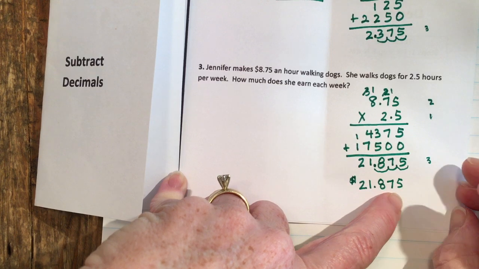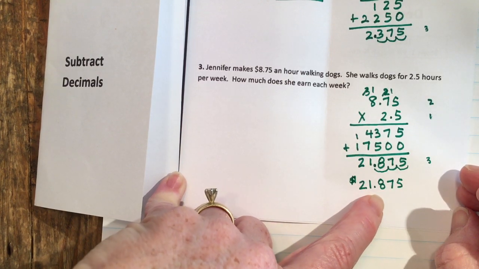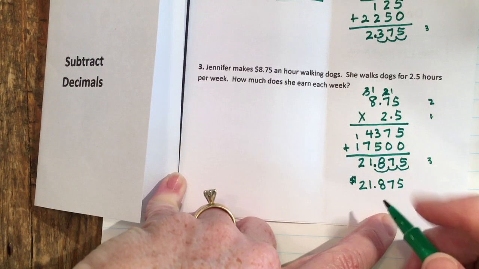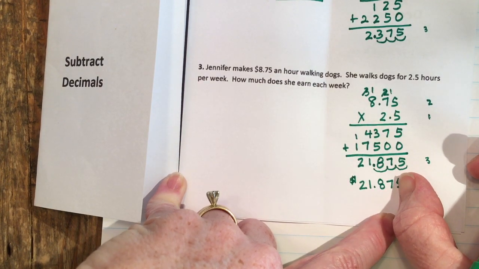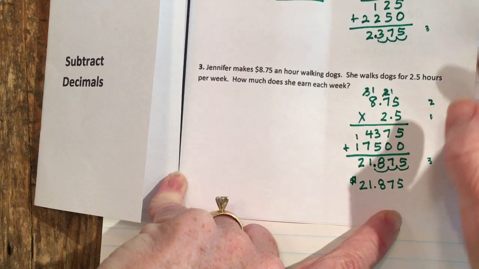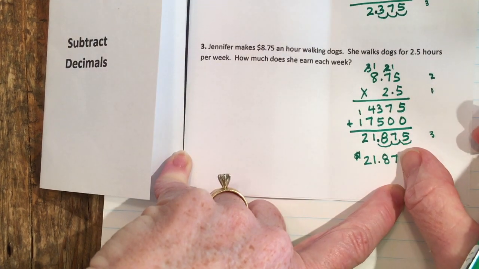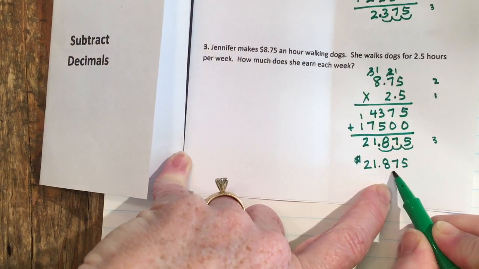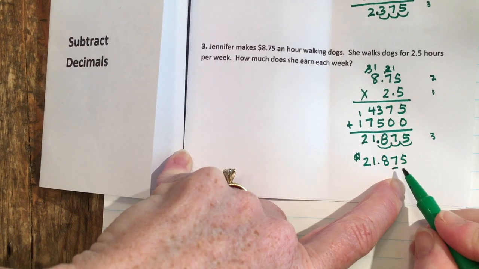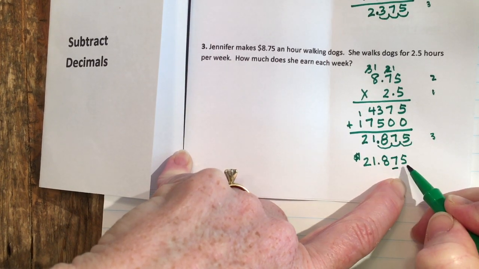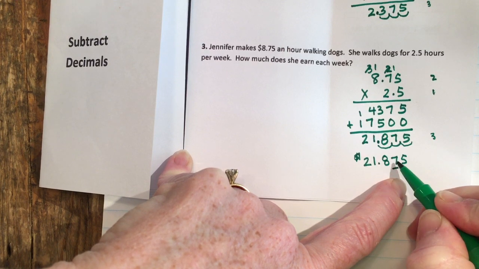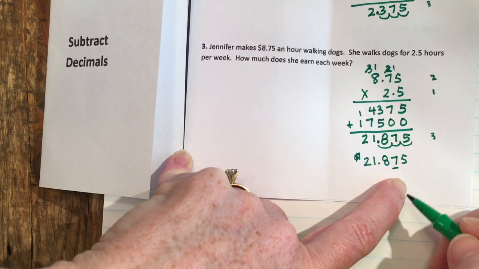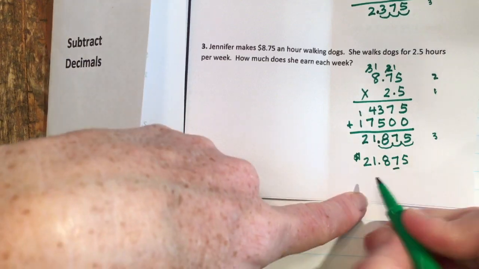So what I need to do is go back and round it. So we know money usually goes like $21.87. I can't just drop the 5. I need to figure out if I'm going to round it up or just leave it as 87. So when I want to round a number, I always look to the number to the right of it. If that number is 5 or greater, then I add 1 to the number I'm rounding. So since this is a 5, I'm going to round this up to 88.